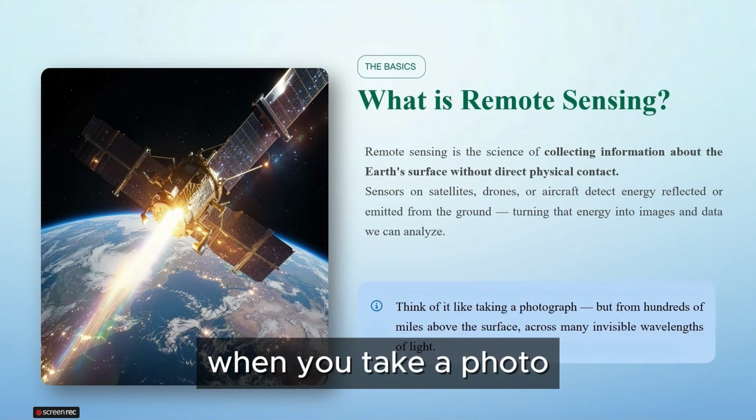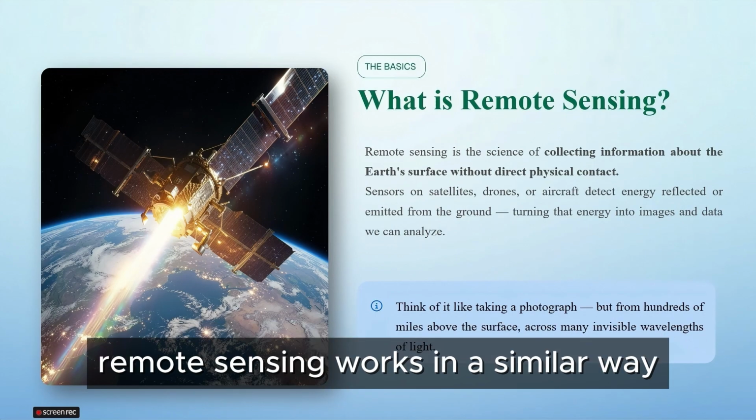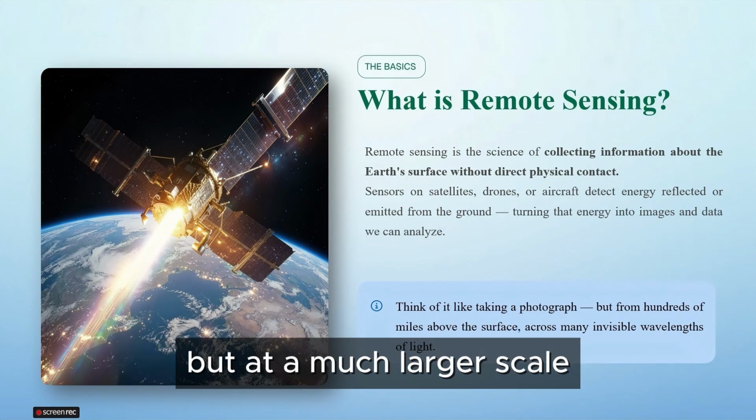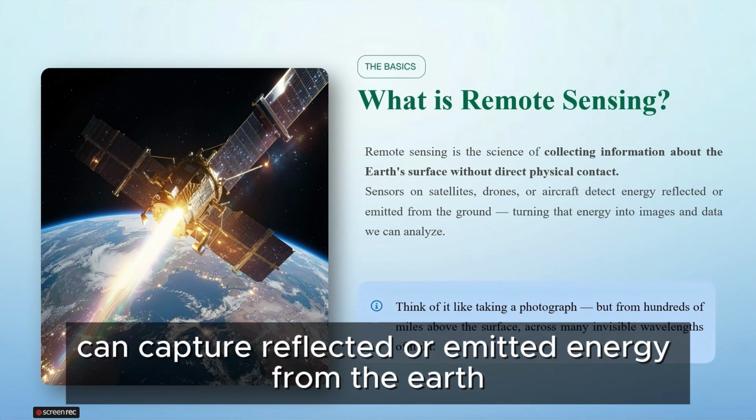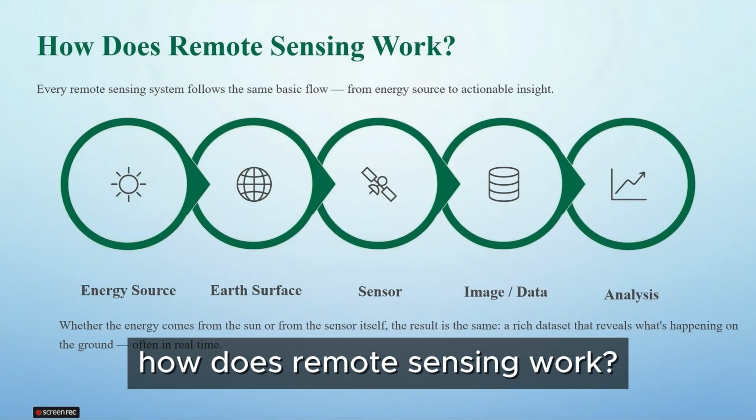When you take a photo, your camera captures light reflected from an object. Remote sensing works in a similar way but at a much larger scale. For example, satellites can capture reflected or emitted energy from the Earth and convert it into images or data that we can analyze. How does remote sensing work?